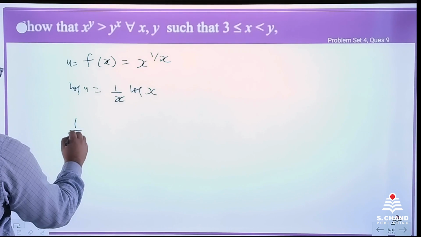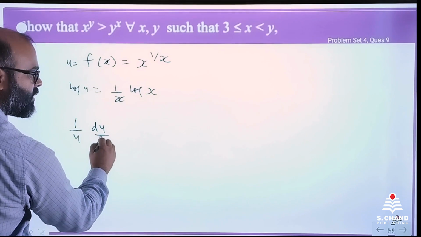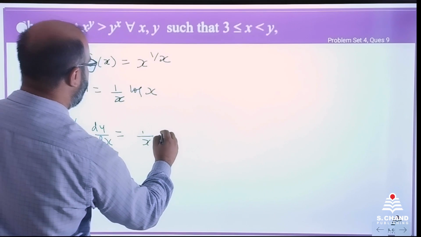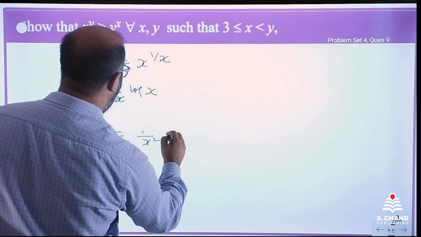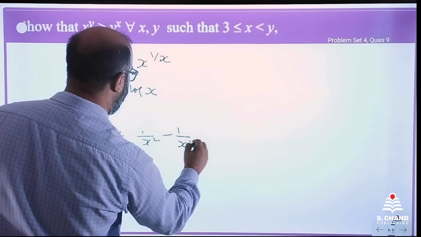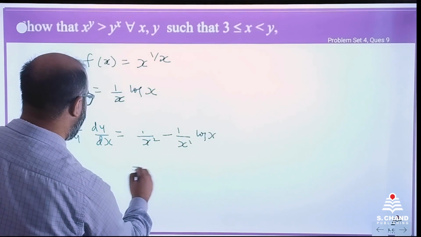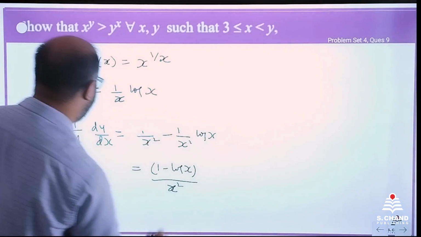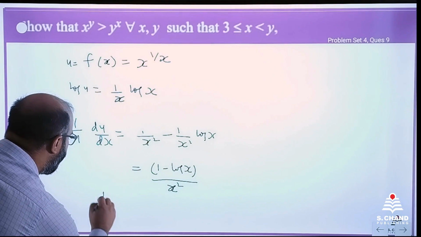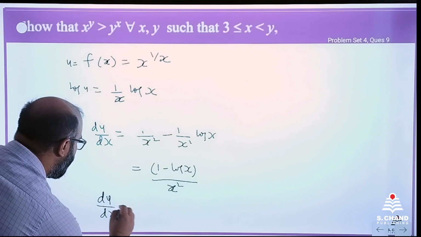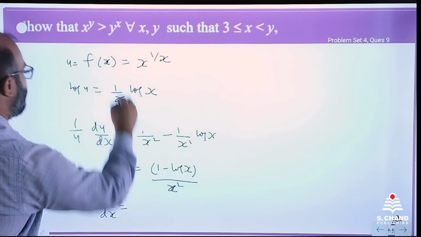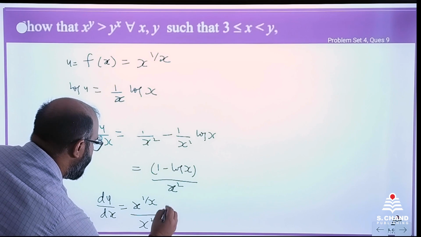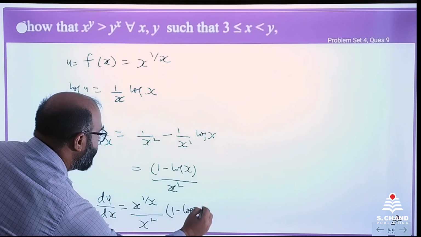Now when we take the derivative, 1 by u du by dx will be equal to 1 by x square plus log x into minus 1 by x square, like this. So this will be 1 minus log x by x square. Now this is du by dx. We have du by dx is u, which is x to the power 1 by x, upon x square into 1 minus log of x.